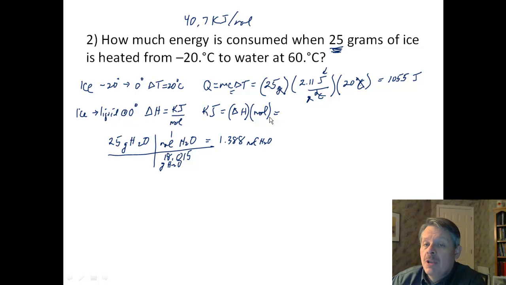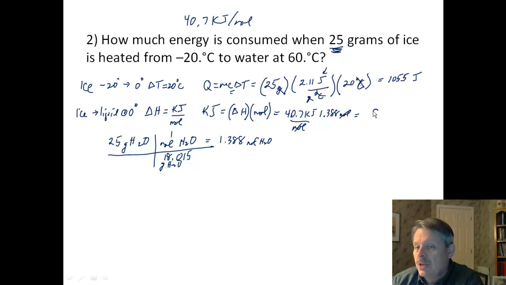All right, so my delta H is 40.7 kilojoules per mole, and the number of moles I have is 1.388 moles. So my moles cancel, and I'm left with kilojoules. My kilojoules here is going to be 8.34 kilojoules. And that's how much energy it takes to melt the ice. The first one was how much energy it took to warm the ice up to 0, taking it out of the freezer. This next one is how much energy it took to melt the ice.